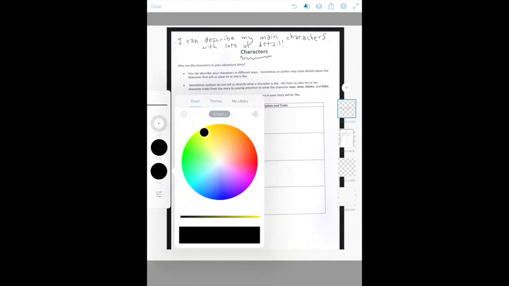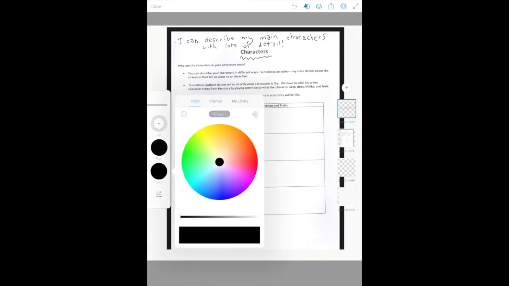I can describe my main characters with lots of detail. And then you can underline that or highlight that.